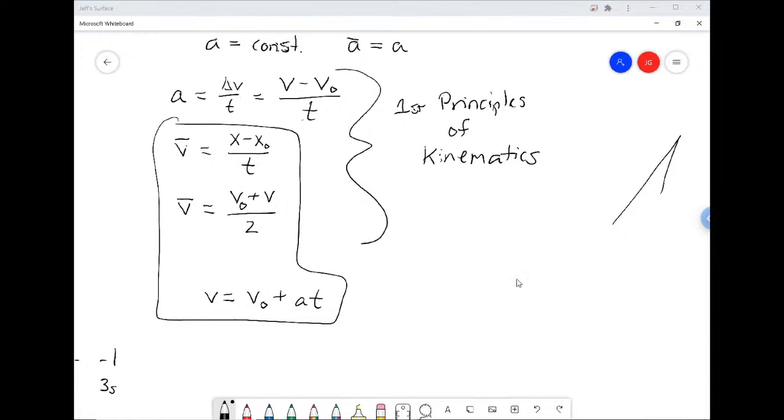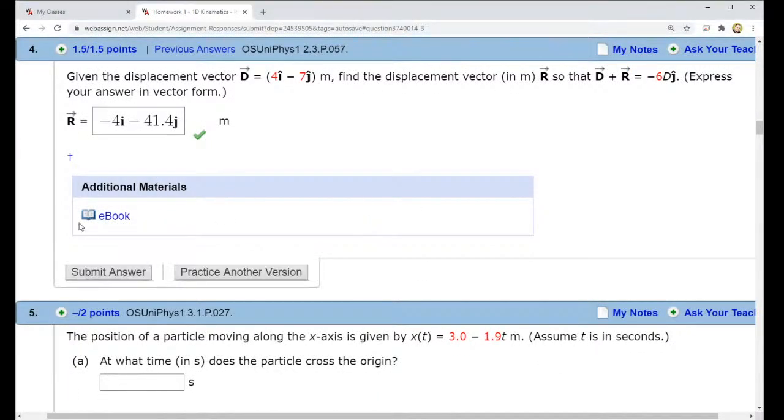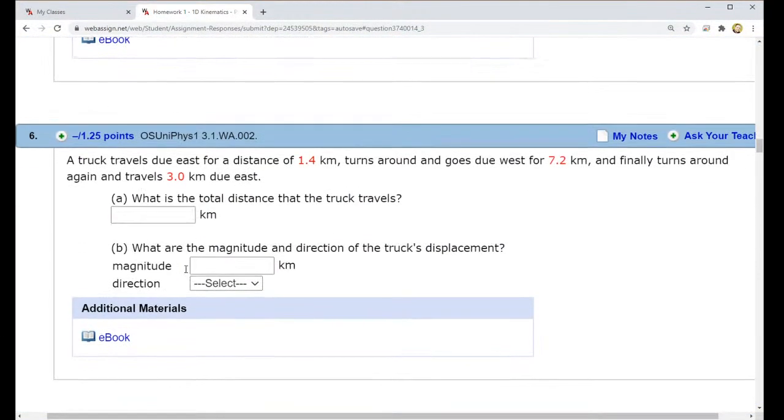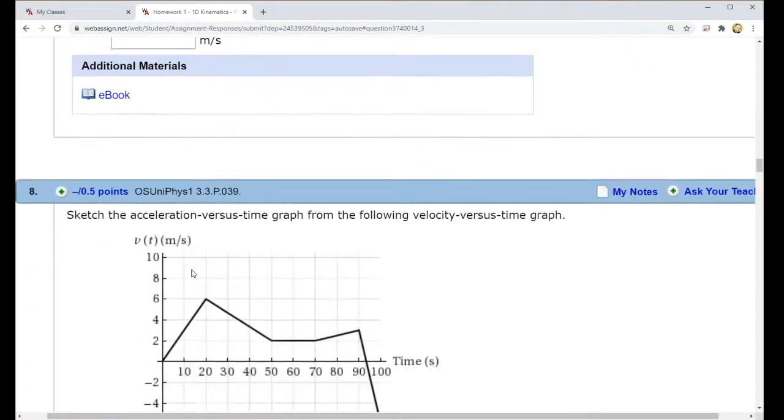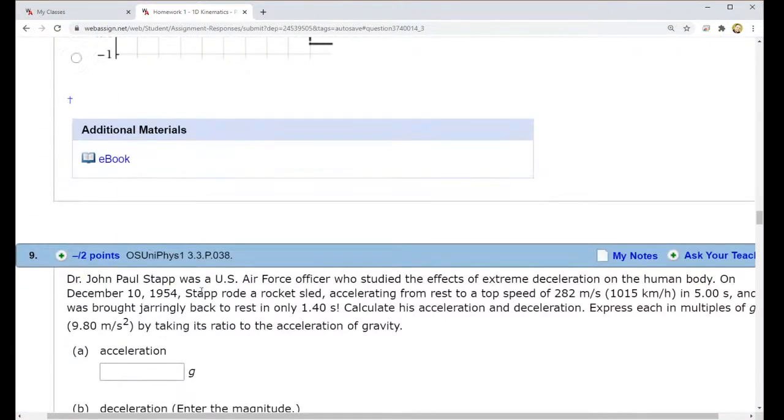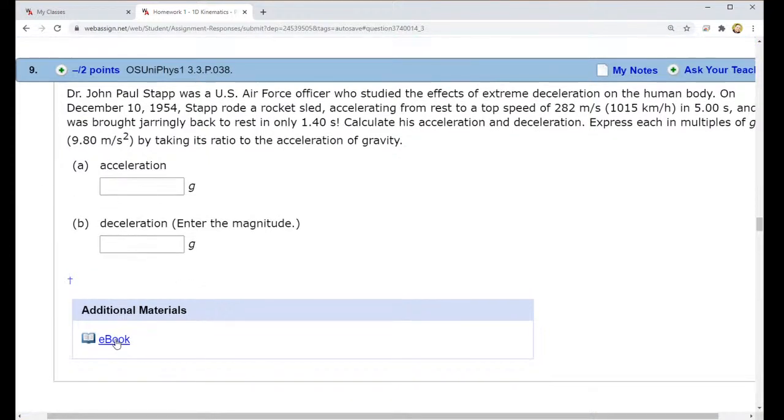All right, so let's go to the textbook. Let's see, there's problems. Here we go, where you're using.